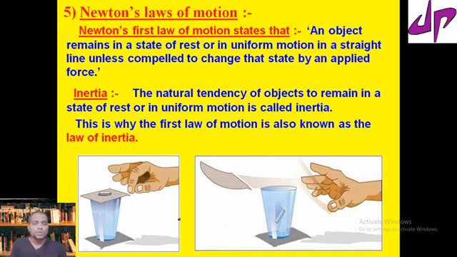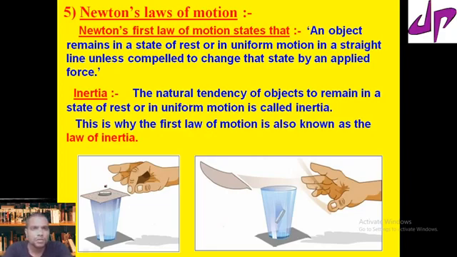So by using Galileo's observations, Galileo has made a statement, and after so many years, Newton gave the laws of motion. He studied Galileo's observations, and from those observations, Newton made certain laws. Those laws we are going to learn in today's class.